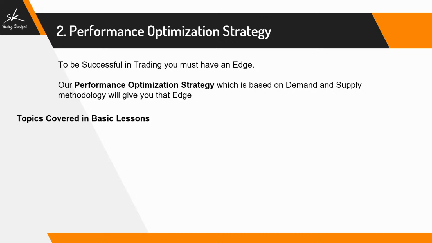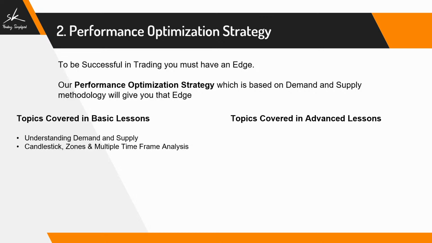Now, this has been divided into two parts, the basic lessons and the advanced lessons. The topics we cover in the basic and the advanced lessons are as follows. In basic lessons, we start with the understanding of demand, what is demand supply. We learn different kinds of candlesticks, the structure of zones, multiple time frame analysis. Then we talk about how to identify these zones, how to do the curve analysis, how to do the trend analysis, and what should be our action as a trader in a very mechanical and rule-based way.